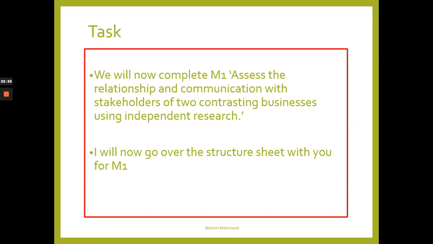Now, we will now complete M1, assess the relationship of communication with stakeholders of 2 contrasting businesses using independent research. And I will now go over the structure sheet with you for M1.